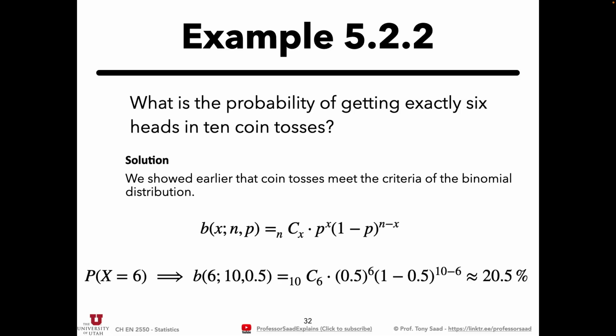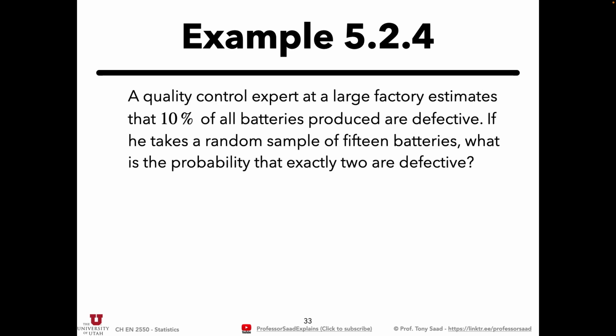I'm not going to go back to Google Sheets every time. Now when you see this, you immediately can tell, oh, this is a binomial distribution with 10 trials and probability of success of 50%. All right. Another example, these become fairly mundane. A quality control expert at a large factory estimates that 10% of all batteries produced are defective. If he takes a random sample of 15 batteries, what is the probability that exactly 2 are defective?